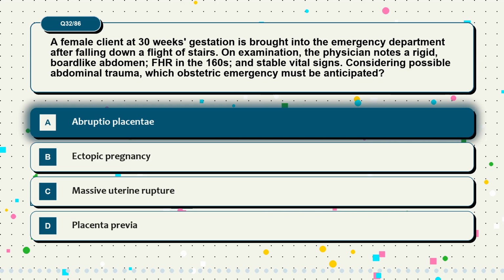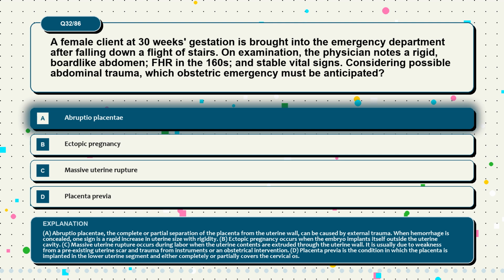The correct answer is option A. Abruptio placentae. Abruptio placentae, the complete or partial separation of the placenta from the uterine wall, can be caused by external trauma. When hemorrhage is concealed, one sign is a rapid increase in uterine size with rigidity.